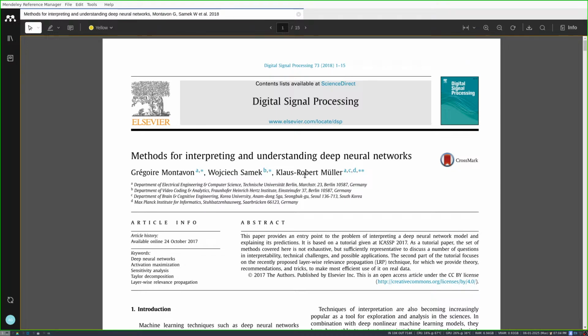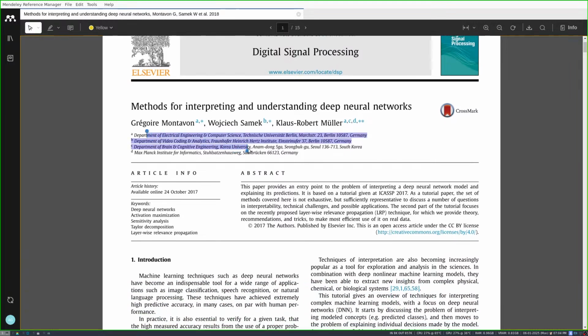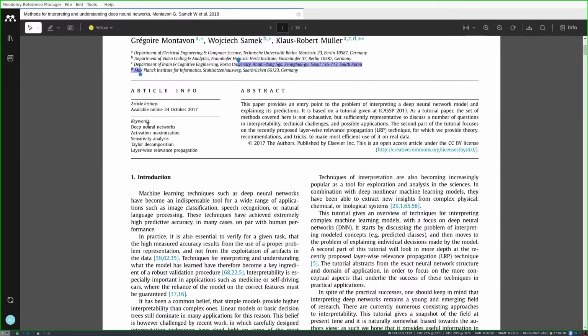Right. Now we'll start reading the paper. Korea University, South Korea, Germany. Deep neural network, activation maximization, sensitivity analysis, Taylor decomposition.